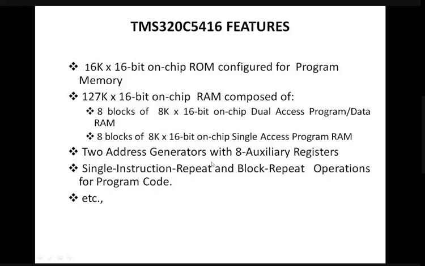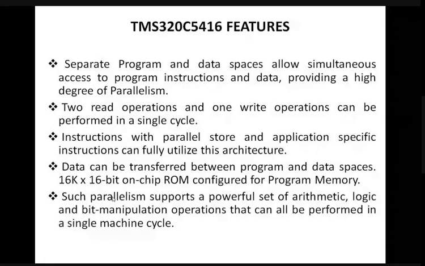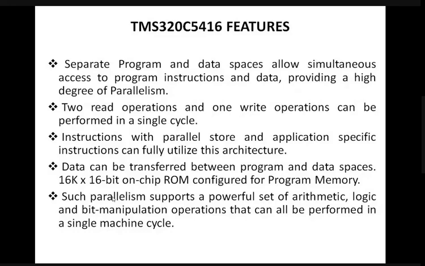And there are 2 address generators, as I told you, program address generation and data address generation, as we see right now, with 8 auxiliary registers, AR0 to AR7. And there are single instruction repeat and block repeat operations for program code. These are all the features of the 5416 processor. Separate program and data spaces allow simultaneous access to program instructions and data, providing a high degree of parallelism. 2 read operations and 1 write operation can be performed in a single cycle because of 4 pairs of buses.